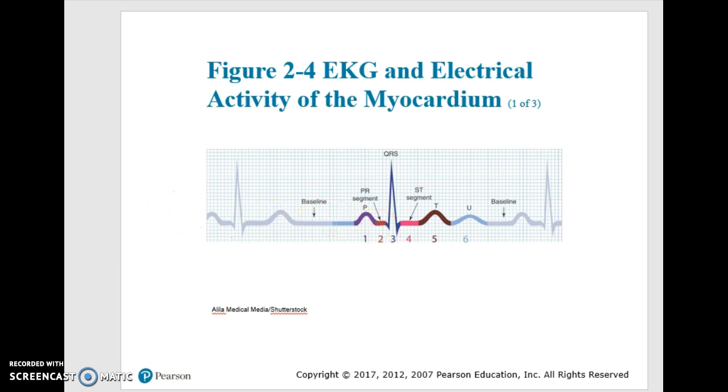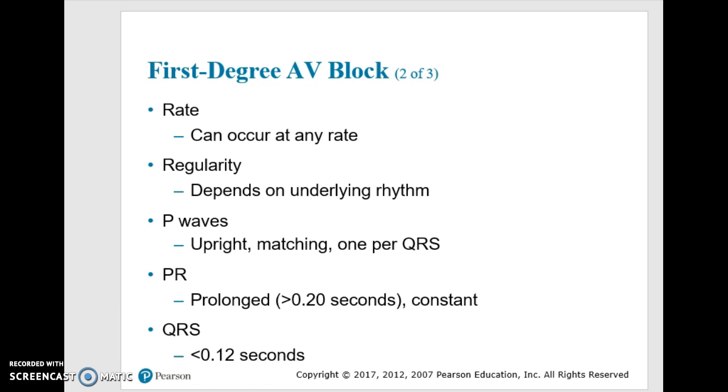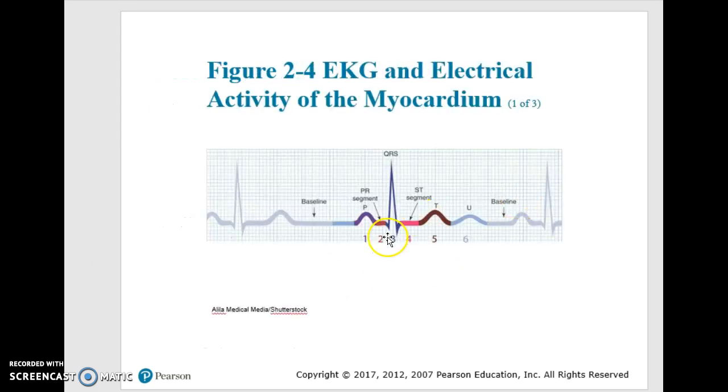Moving forward, let's look at the first degree AV block. The first degree AV block can occur at any heart rate. The regularity really depends on the underlying rhythm. However, the P waves are upright, matching, and there's one P wave per every QRS. So going back to this rhythm, the P wave here is upright and matching, and you're going to have a P wave in front of every QRS that you see.